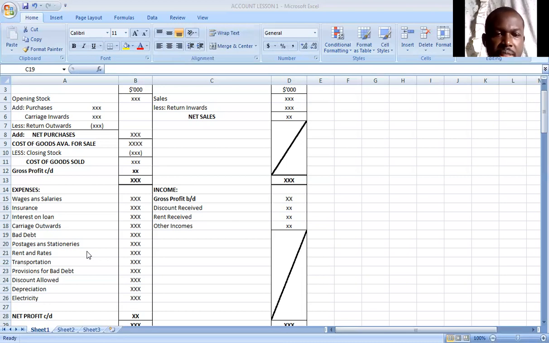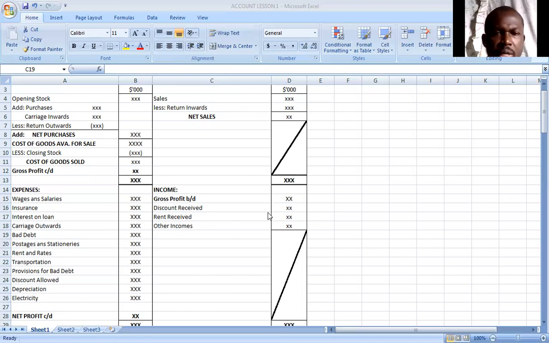Okay, so electricity is also an expense. The business also incurs certain amounts to pay for electricity. So this is an expense. So every expense comes to the debit side.